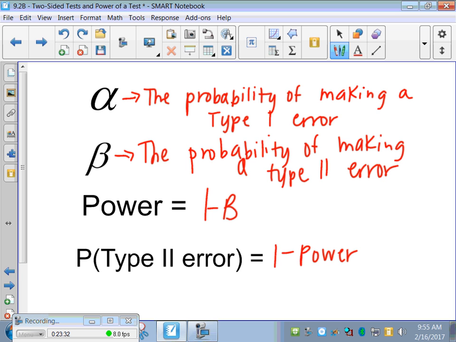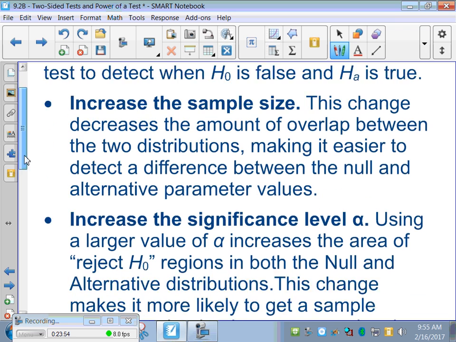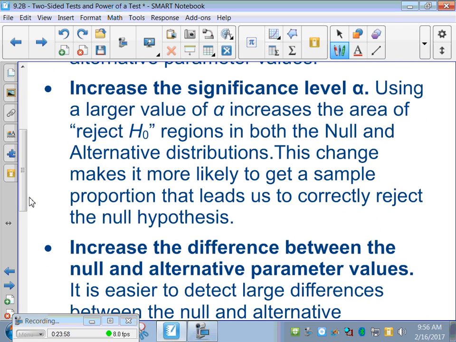All right, so how to improve the power? How do I make the power better? So to improve the power, you can increase the sample size. Always better to have a bigger sample size. All right, another way to increase the power is to increase the significance level.